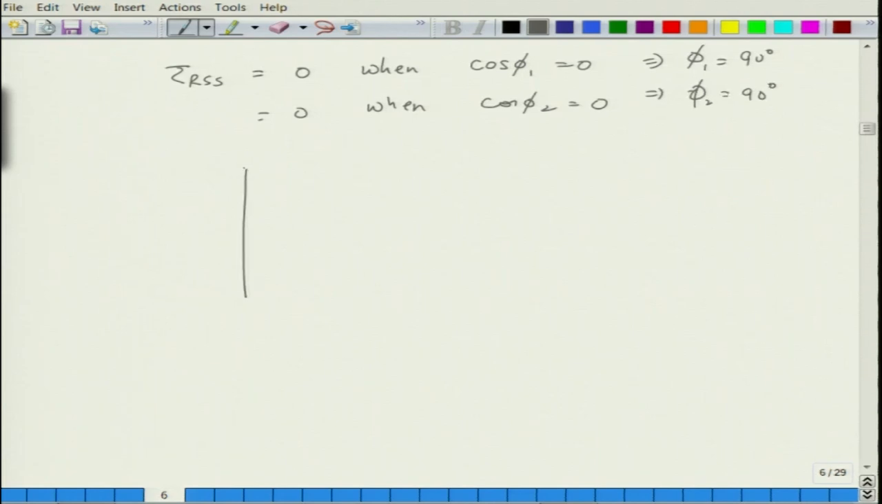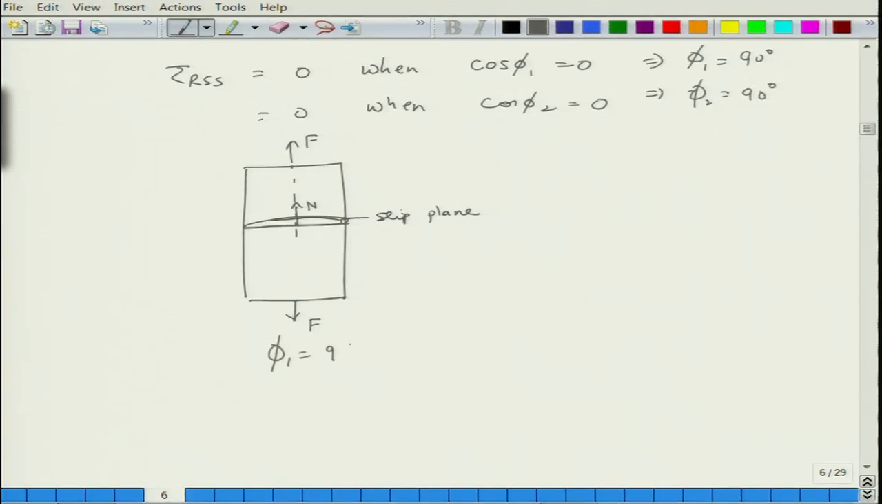So basically when you apply a load, if you have a perpendicular slip plane, so this is the slip plane, this is the normal, this is the F for force. The angle between the force and the normal is phi 1, which means phi 1 is equal to 0 degrees, and phi 2, the slip direction, is 90 degrees. So this will lead to tau being 0. So if your plane is perpendicular, there is no slip.